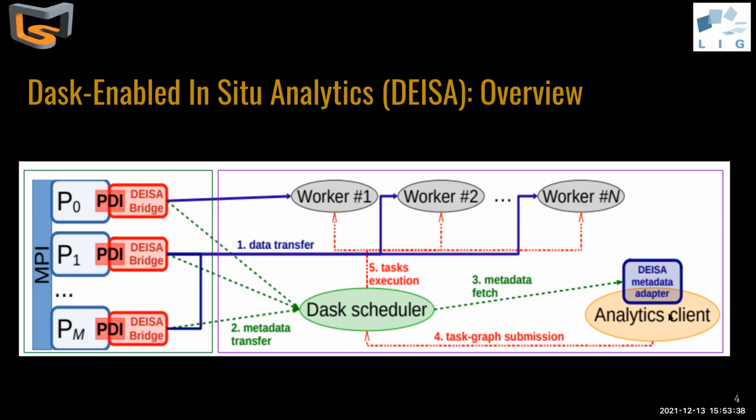and a DEISA metadata adapter on the analytics side. Every time the data is available in the MPI processes, it is sent through the DEISA bridges to the workers directly. Then a set of metadata is sent to the scheduler. Those metadata describe the data that we have already sent to the workers. This metadata can then be retrieved by the metadata adapter from the analytics side and used to create a task array that can then be used to submit tasks to the scheduler.